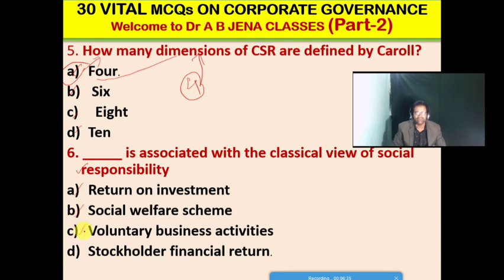C. It's the voluntary business activities. D. It's the stockholders' financial return. Friends, D is the right option for this MCQ. The stockholders' financial return is associated with the classical view of social responsibility.